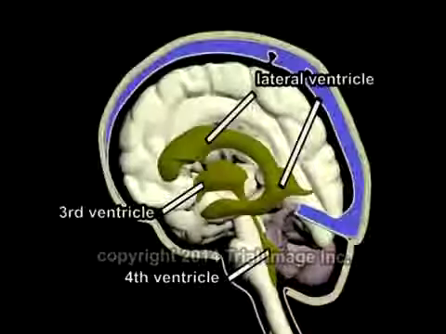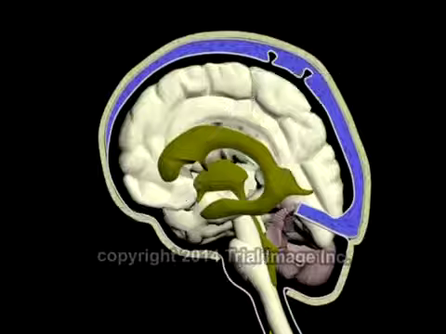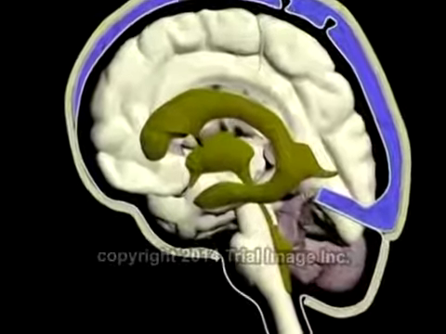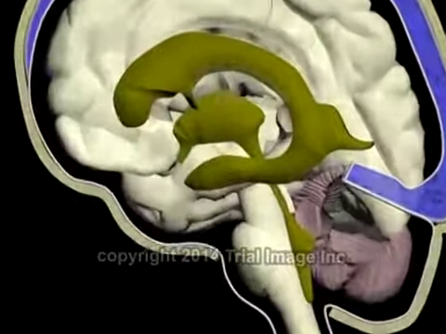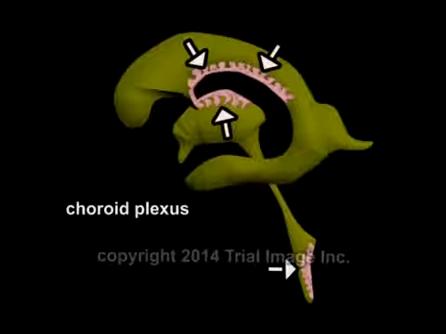The majority of cerebrospinal fluid is produced within the lateral and third and fourth ventricles as a result of specialized tissue known as choroid plexus. The functioning of the choroid plexus is yet another beautiful example of the adaptive physiology of the human body. Here we see the typical position of the choroid plexus in the lateral and third and fourth ventricles.